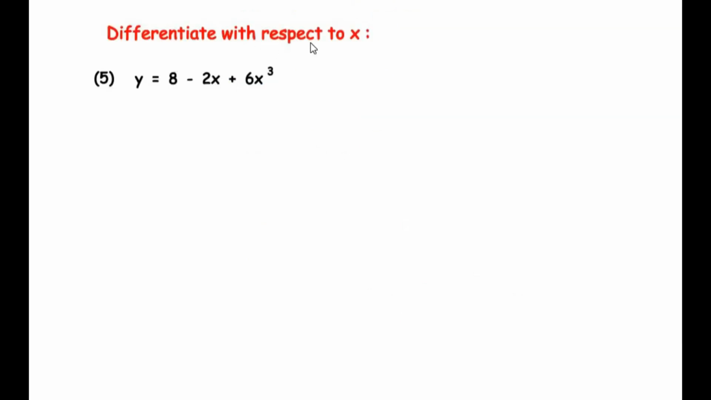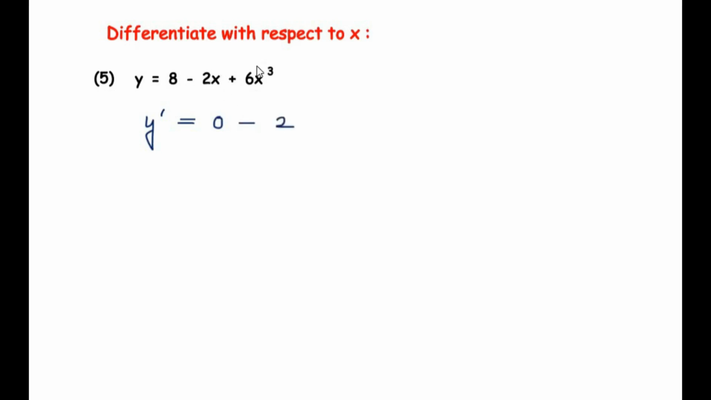Differentiate with respect to x. y is equal to 8 minus 2x plus 6x cubed. Now the differentiation of y, we are going to write it as y dash is equal to differentiation of a constant like 8 is 0. Differentiation of minus 2x gives us -2.